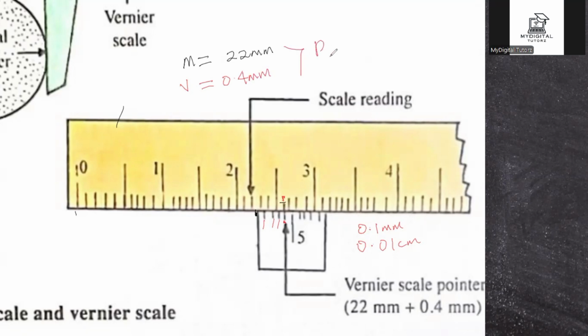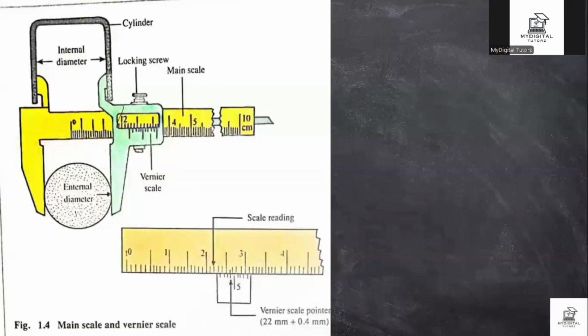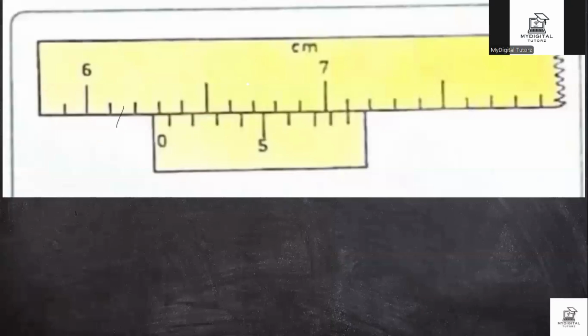Therefore, my total reading is equal to main scale plus vernier scale, which is 22 plus 0.4 millimeter to give us 22.4 millimeter. So this is how to read your vernier caliper. I hope we got it. I will leave you with this one as a class activity to test your understanding.